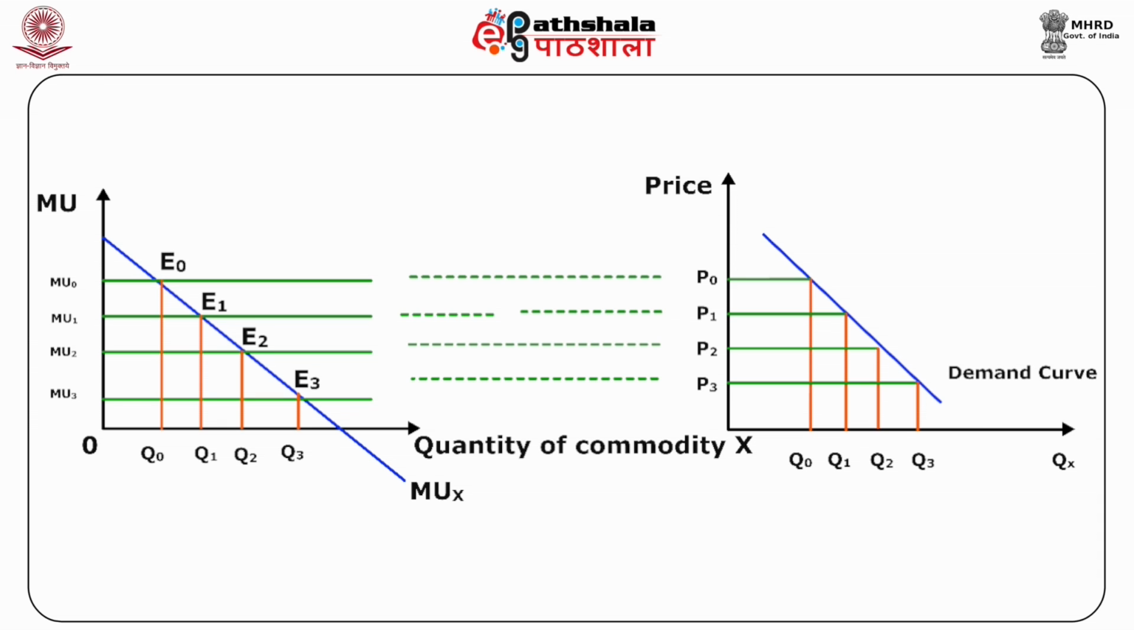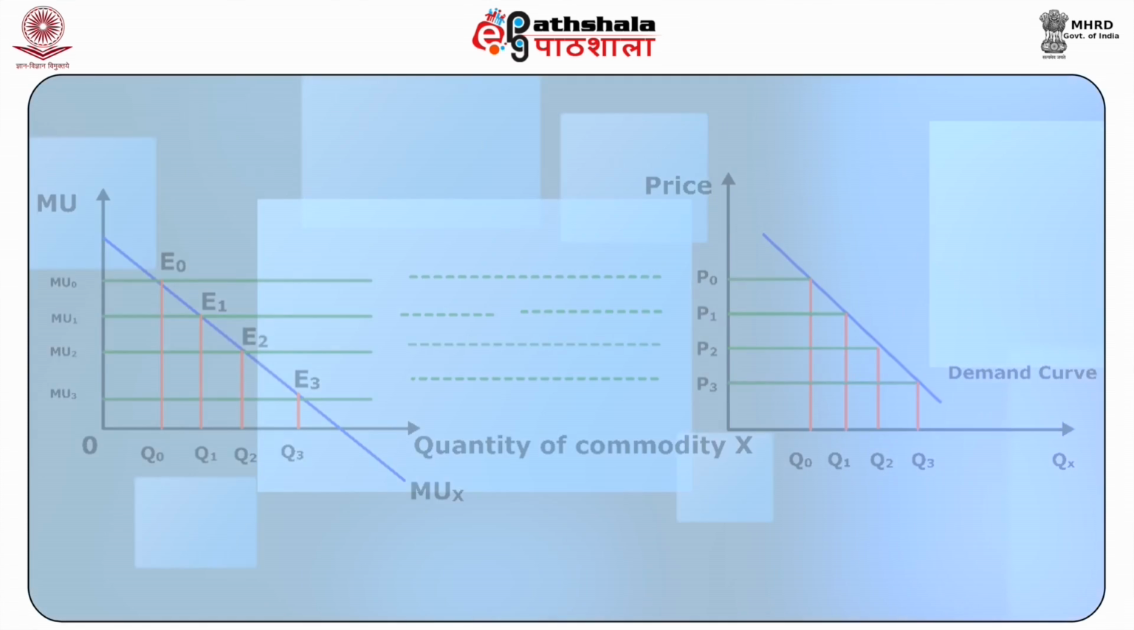However, when we stretch the equilibrium points derived at the left panel to the right, then we can see from the right panel that as the price is decreasing, the quantity of the commodity consumed is increasing, which is depicting the law of demand. Hence, joining all the equilibrium points, we get the demand curve at the right panel, which is downward sloping, that is showing a negative relationship between the price and the quantity of the commodity.